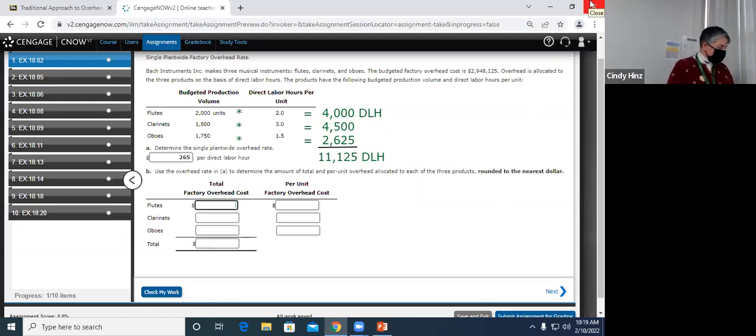So next we have to figure out how much overhead would be allocated to each of the three products, assuming we made the expected number of units. So for our flutes, each unit is expected to take 2 hours. So we would allocate 2 hours of overhead at $265 per hour for a total of $530 in overhead to each flute. Multiply that by the 2,000 flutes that we expect to make and $1,060,000 worth of the overhead would be allocated to the flute.